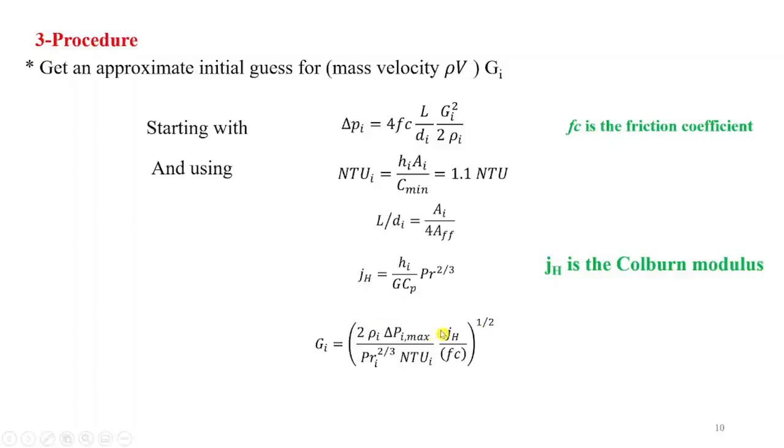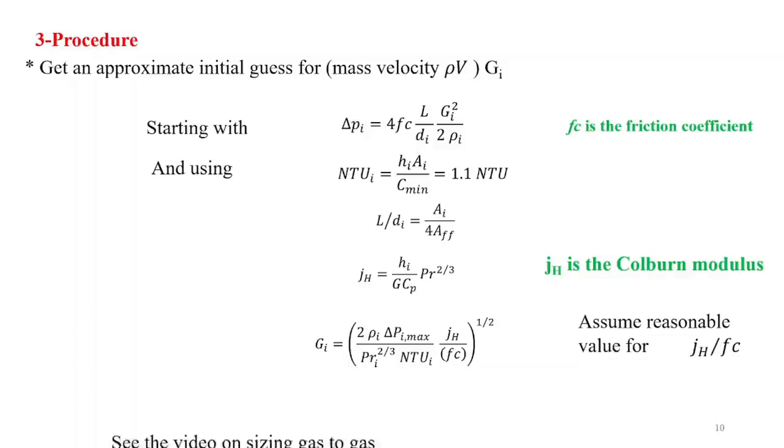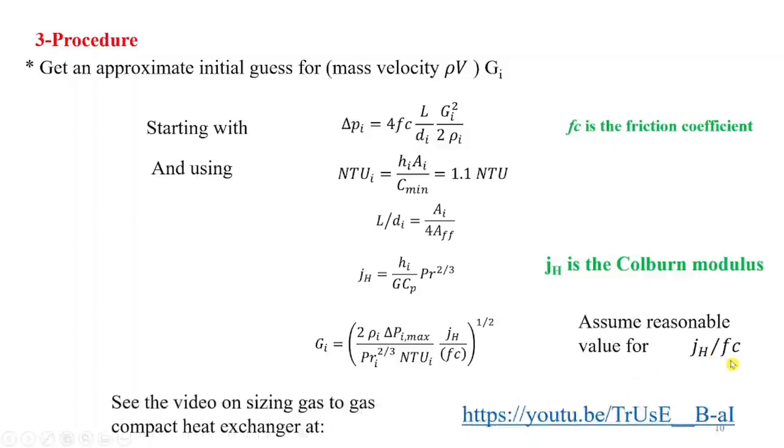Anyway, we are going to use this expression for G in order to find a very initial value for G to start our iterative procedure to find the size of the heat exchanger. We are assuming that J over f is going to be 0.4, as we are going to see later. And going back to the same thing that I recommended earlier, go to the gas-to-gas sizing video in order to understand more about the derivation of this equation.